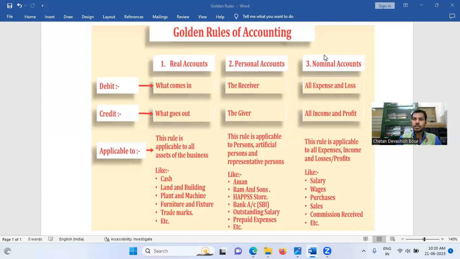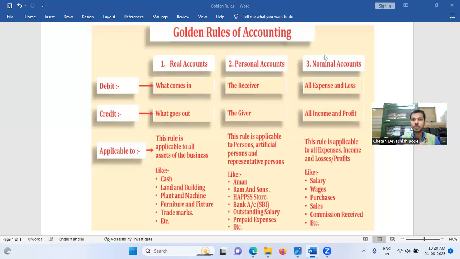Before we learn the golden rules, we need to understand that we divide each and every account into three broad categories. First is real account, second is personal account, and the third one is nominal account. When we talk about real account, it means any assets, any goods which are dealt with within the business are considered to be a real account.